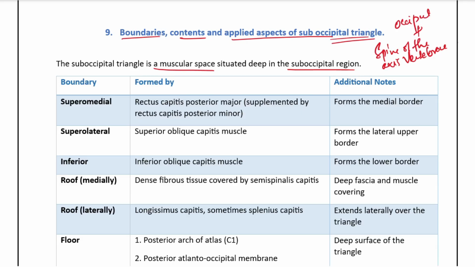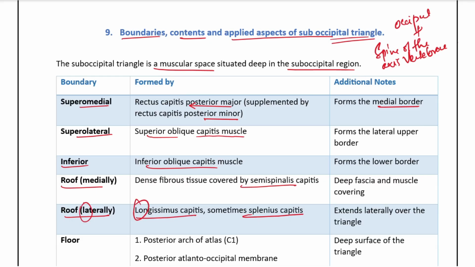The boundaries: superomedially, it is formed by the rectus capitis posterior major, supplemented by rectus capitis posterior minor, which forms the medial border. Superolaterally, we have the superior oblique capitis muscle. Inferiorly, we have the inferior oblique capitis. The roof medially is formed by the semispinalis capitis, while laterally the roof is formed by the longissimus capitis, and sometimes by the splenius capitis. The floor is formed by the posterior arch of the atlas C1 and the atlanto-occipital membrane.